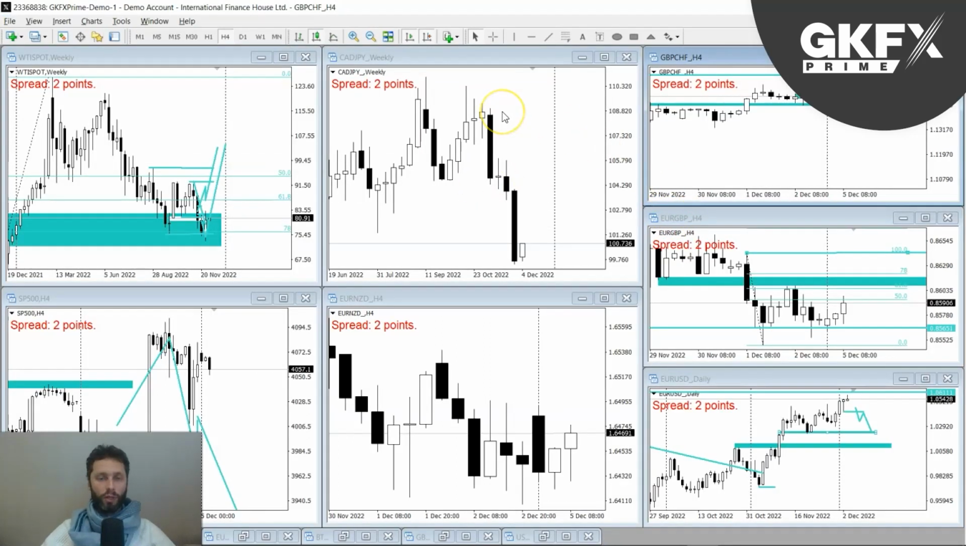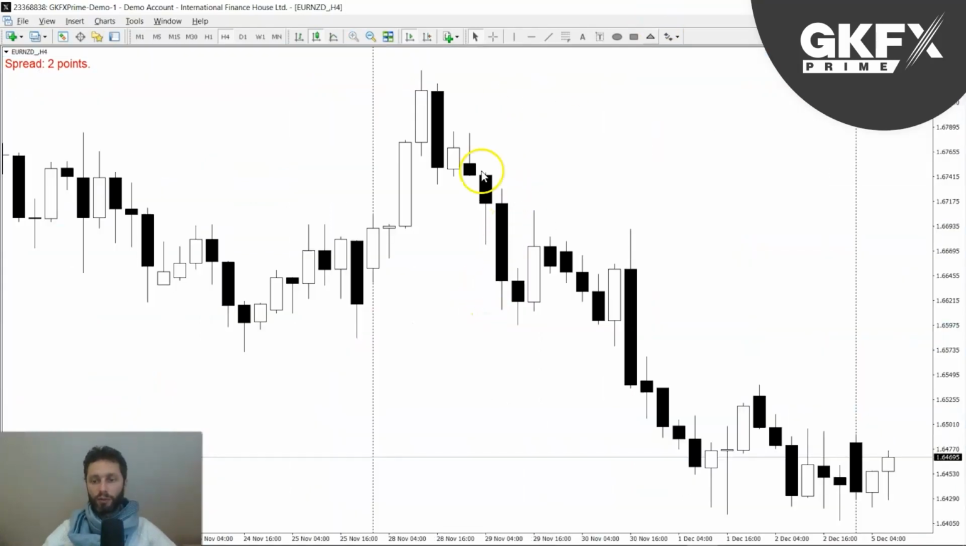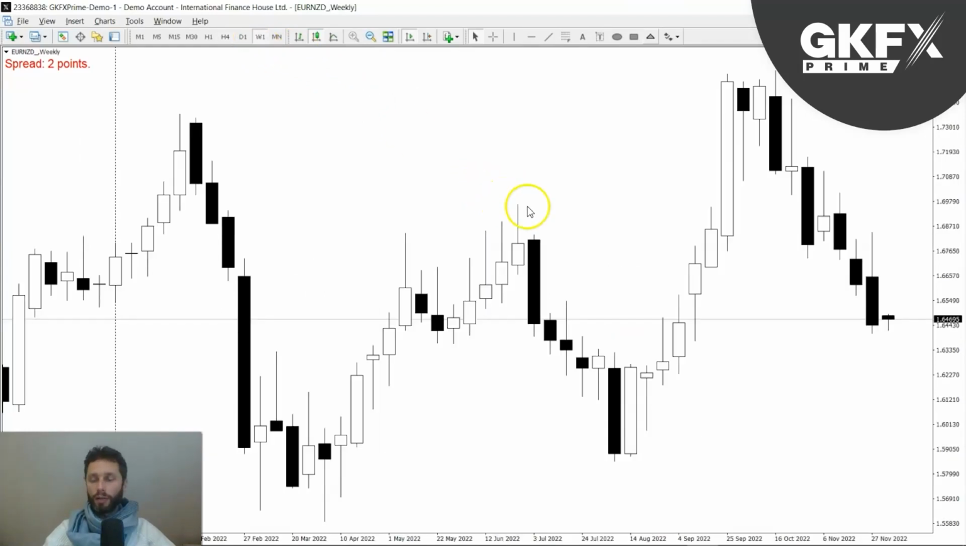Continuation of the bullish momentum. Hope that's all clear and you're with me. Let's move on to the next pair, another minor pair we've got here. Let's look at Euro New Zealand. This is one we've looked at before, and we're going to look at it again.